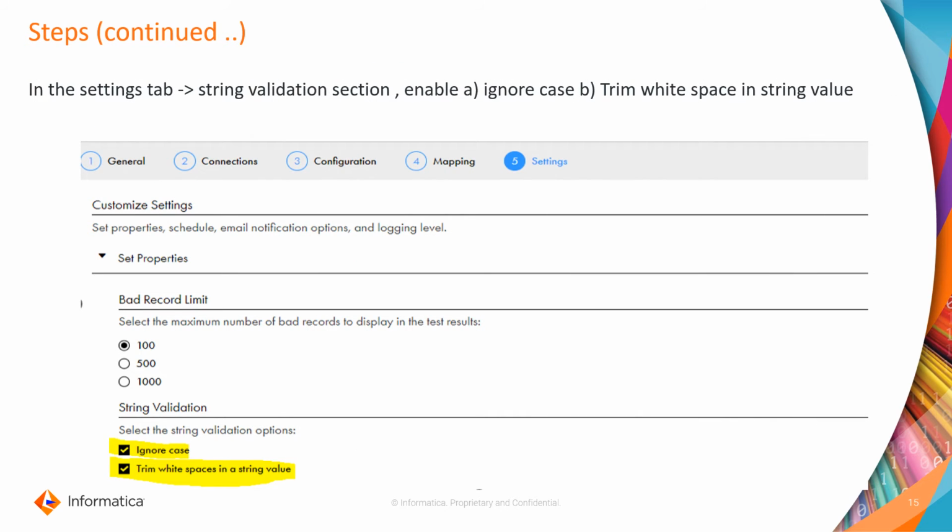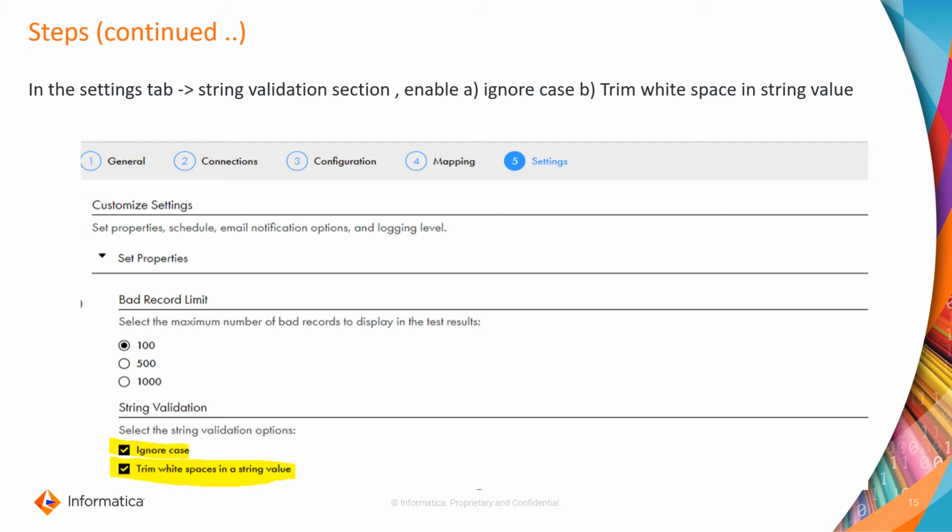Clicking on the next part, on the settings tab, here you can configure a few things. For this particular test case, we are only configuring bad records of 100 records. It's a default setting. You can also increase it to 500 or 1000 as per your requirement. And we are doing a string validation.